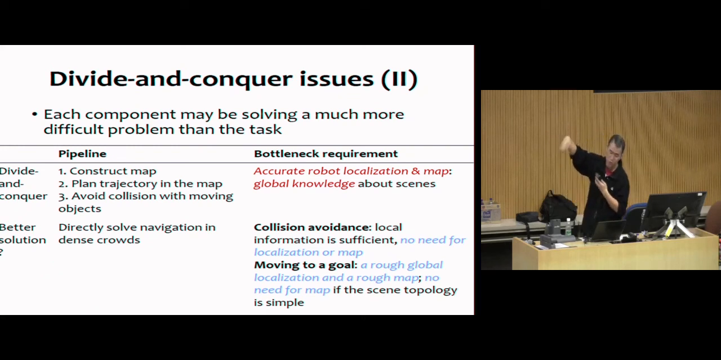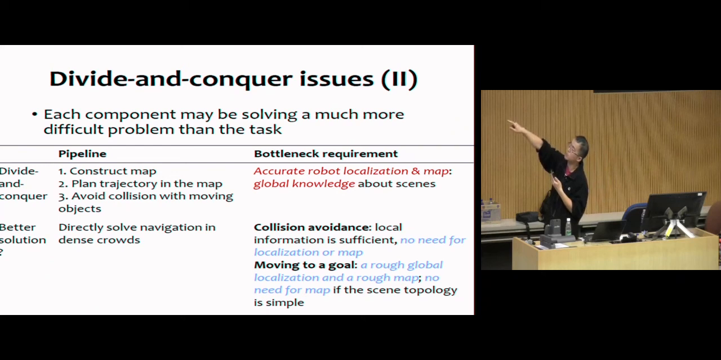As we will show later, we will first solve the collision avoidance problem. This is a very local behavior. You don't need to have the localization or map information, so this is very, very simple. And then you can solve the moving to goal task. This is also relatively simple, because you only need a rough localization, or even no localization if your environment is simple. So if we solve the collision avoidance and the moving to the goal, then we can solve the original task much better than the pipeline we just showed. So this is the second limitation.